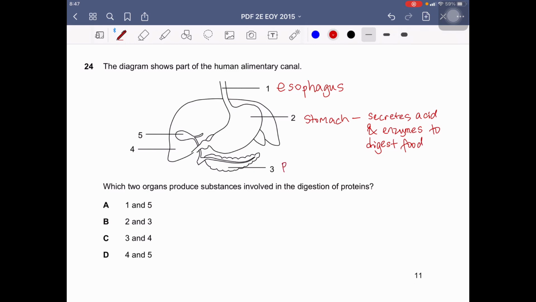And number 3, you have the pancreas. Now, the pancreas helps to produce enzymes to break down food. Same thing. And it's also used to regulate blood sugar.